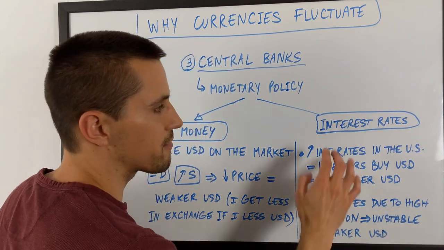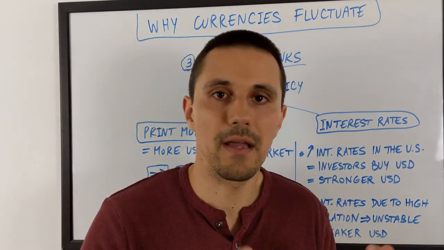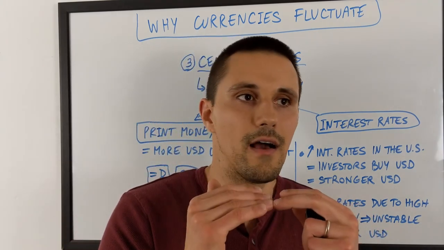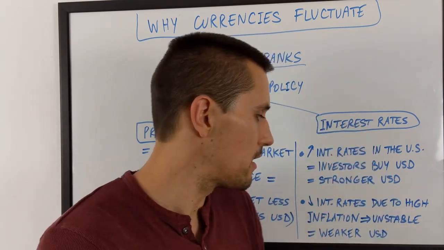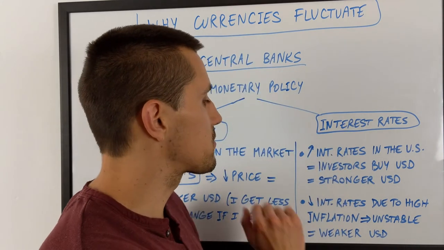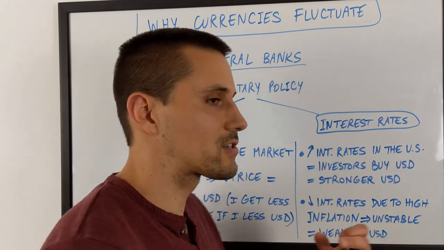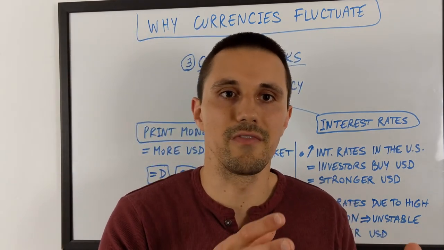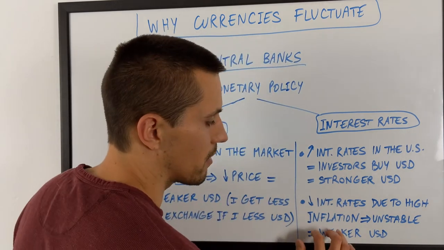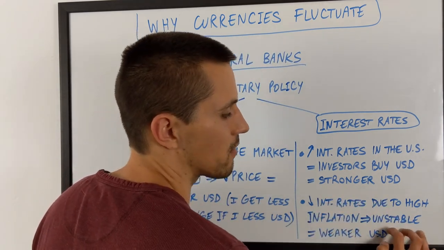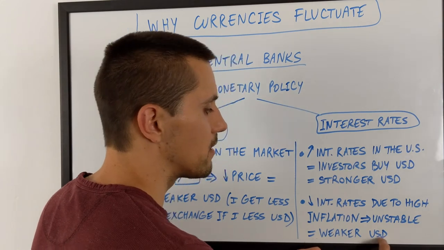The opposite happens if the central bank, for example in the US, reduces the interest rates. It can be due to a pandemic, but it can also be due to high inflation. Imagine the economy is overheating, I have high inflation, prices are going up too high. So to put the brakes on it, the central bank decides to reduce the interest rates. What does it mean? Well, usually it shows kind of a sign of instability. And as I just mentioned earlier, investors don't like instability in a country. So if the interest rates are going down, it's kind of a sign of unstable times coming up. That means that in this case, it's going to weaken the US dollar.